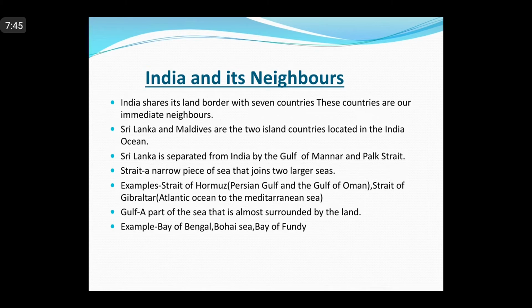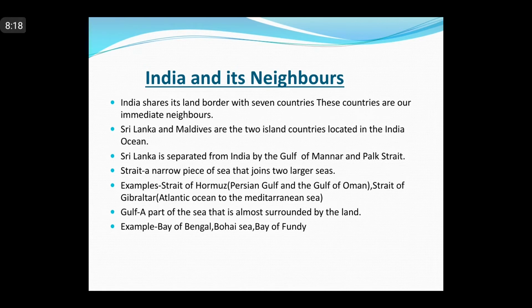Sri Lanka is separated from India by the Gulf of Mannar and Palk Strait. This is also important: Palk Strait, Gulf of Mannar, island countries from the map pointing. Now, if I ask you what is this strait or what is this gulf, the question also comes that mention one difference between these two, or what do you know about this?